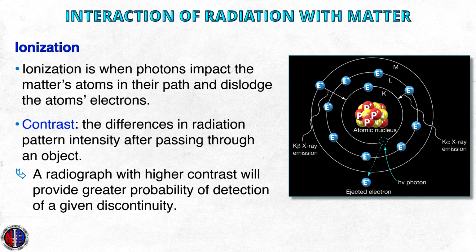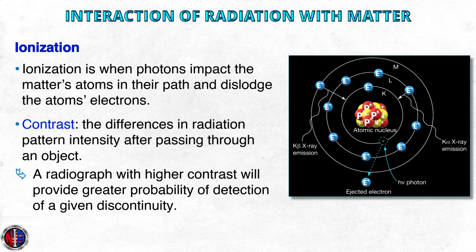Ionization, on the other hand, occurs due to photons impacting the matter's atoms in their path and dislodging the atom's electrons. Attenuation characteristics either increase or decrease as the radiation energy is increased or decreased. Since attenuation characteristics of materials are important in the development of contrast in a radiograph, an understanding of the relationship between material thickness, attenuation properties, and photon energy is fundamental in producing a quality radiograph.